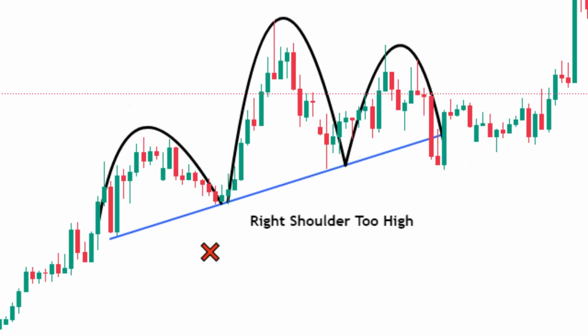In this chart, the right shoulder is nearly at the same level as the head. Even though the left shoulder is positioned normally, the height of the right shoulder disrupts the pattern's balance. This makes it difficult to confirm a valid reversal, and entering a trade here could lead to unexpected outcomes.